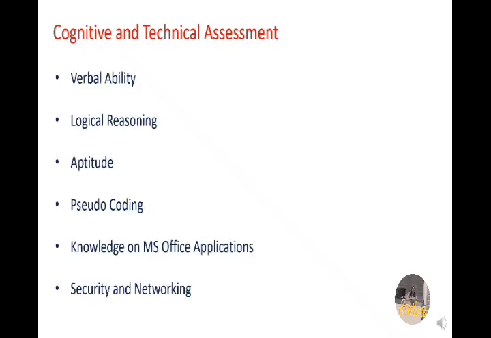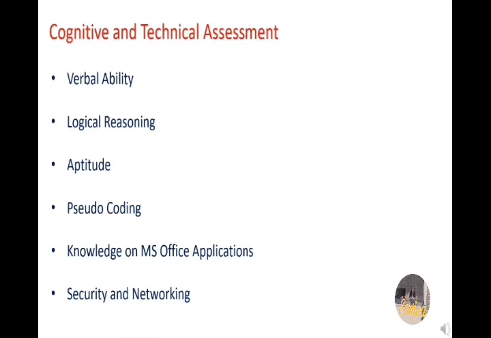The first one is verbal ability, and the second one is logical reasoning. The third topic is aptitude, the fourth one is pseudocoding, and the fifth one is knowledge of MS Office applications. You need to have a basic knowledge of that. You need not be a pro or advanced. And the sixth one is security and networking topics. For everything you need not be excelled or a pro, okay? You need to have a basic knowledge.